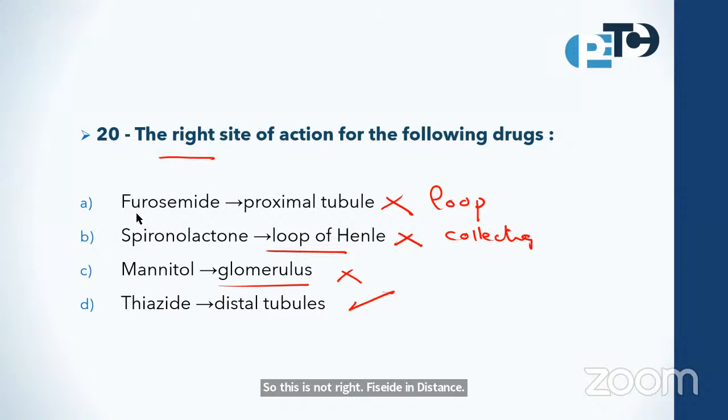What is the diuretic acting on the proximal tubule? It is carbonic anhydrase inhibitor. Yes, carbonic anhydrase inhibitor.